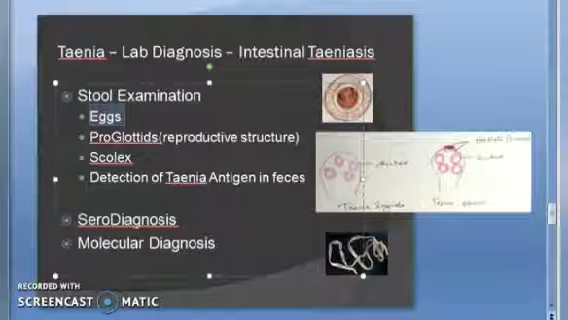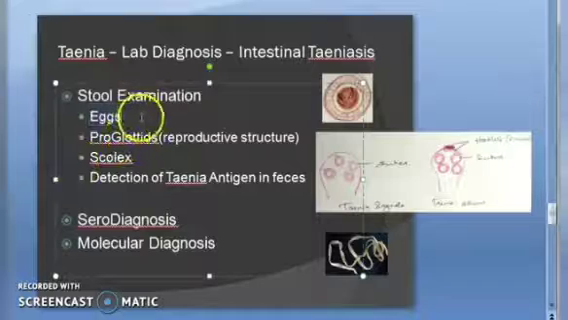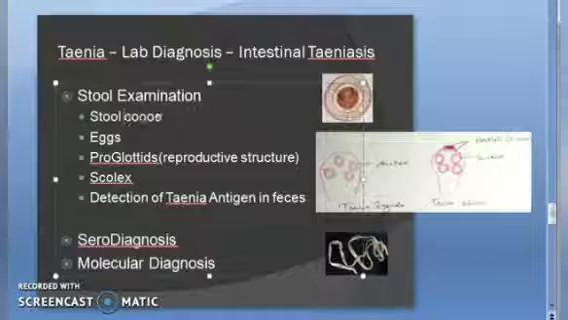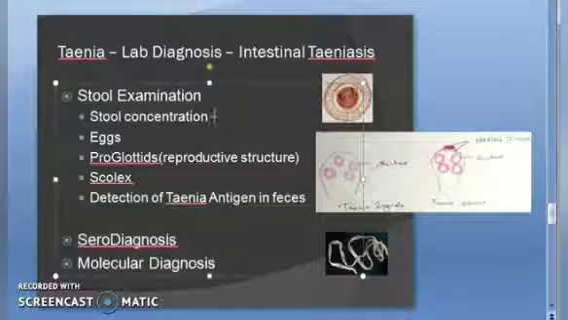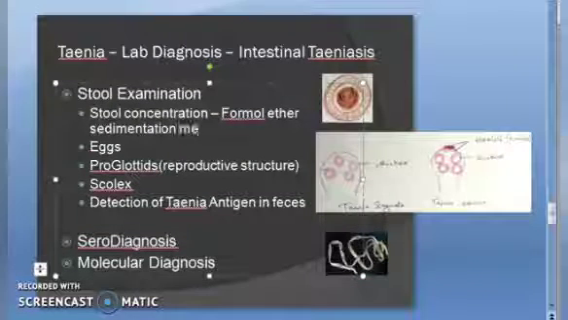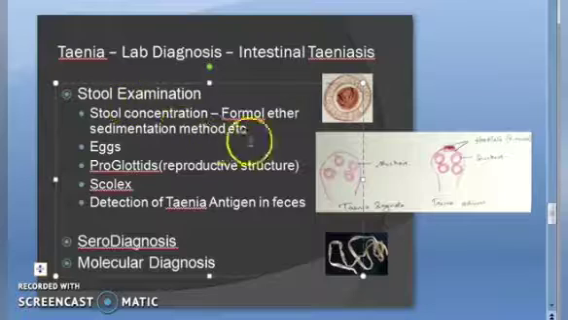Eggs. Microscopic examination of feces shows the characteristic eggs of tinea in most of the patients. You can use the formol ether sedimentation method, that is useful, for stool concentration. There are so many methods, okay?